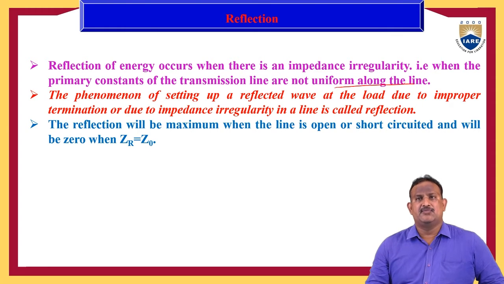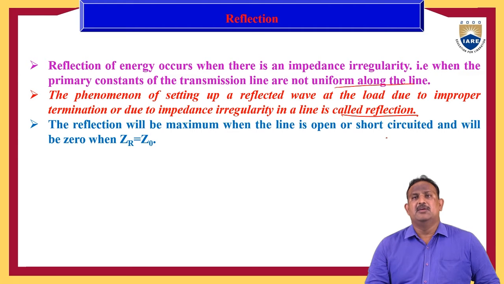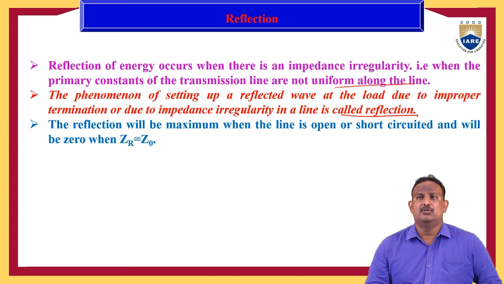The phenomenon of setting up a reflected wave at the load due to improper termination or due to impedance irregularity in a line is called reflection. I repeat the definition: the phenomenon of setting up a reflected wave at the load due to improper termination or due to impedance irregularity in a line is called reflection.